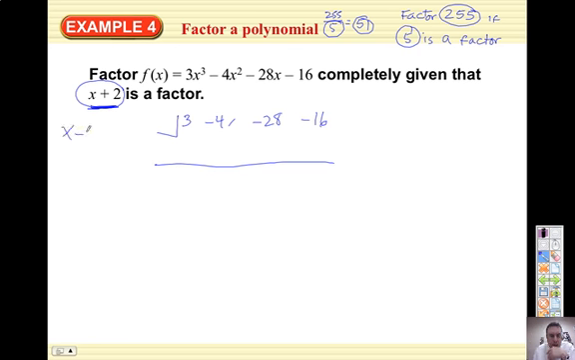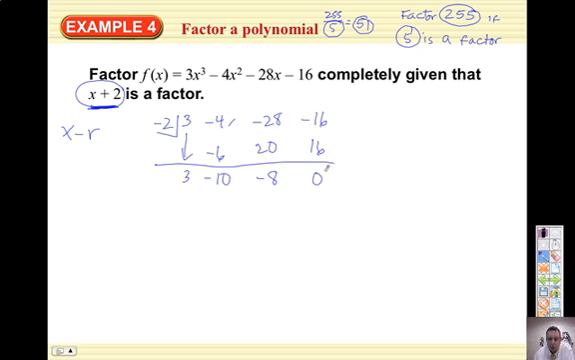It's supposed to be x minus r. R is not 2. R is actually negative 2 goes in the box. Okay, and that's the thing that people miss the most. Bring down 3, multiply, negative 6, add, negative 10, multiply, 20, add, negative 8, multiply these two, 16, and notice something, negative 16 plus 16, 0.